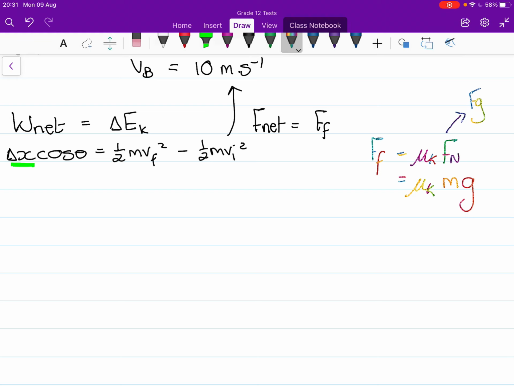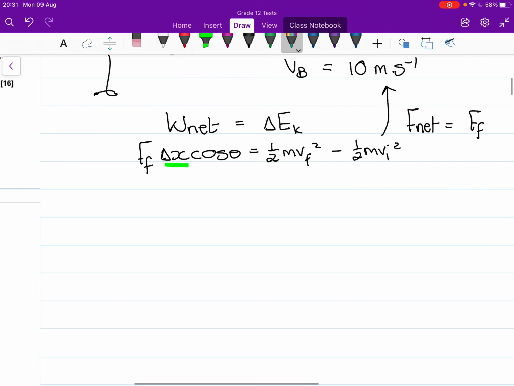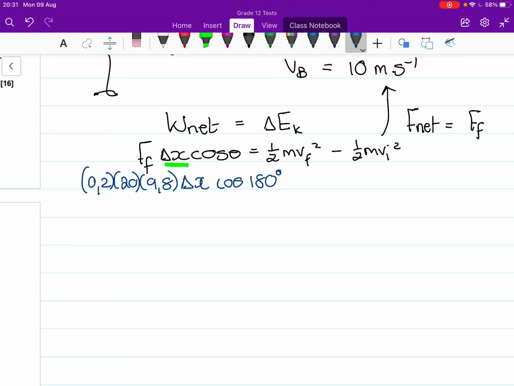Now, you can work out friction separately, or you can just substitute it into the equation, which of course is where we need to go from here. So this now becomes my substitution. We just said it's going to be 0,2 times 20 times 9,8. That's Ff. Delta x, friction works in the opposite direction, so it's cos 180. A lot of you gave me cos 0. My final velocity is 0. Then it's a half times 20 times 10 squared.